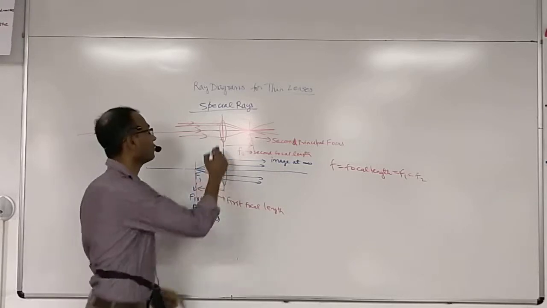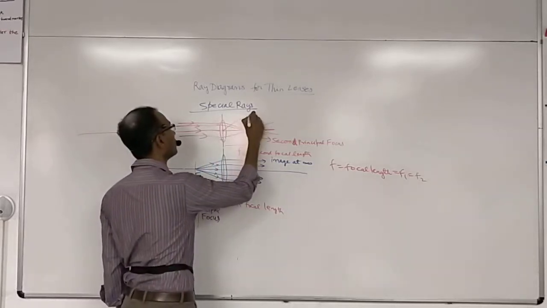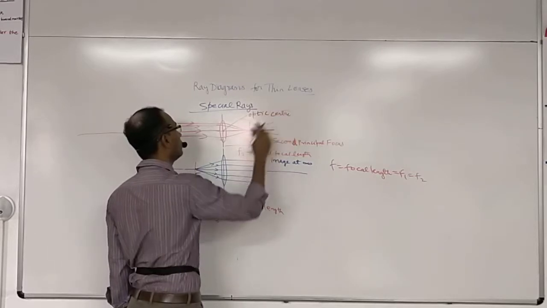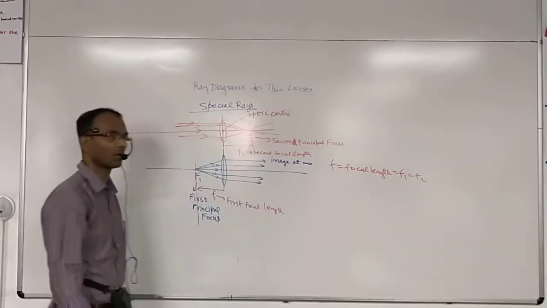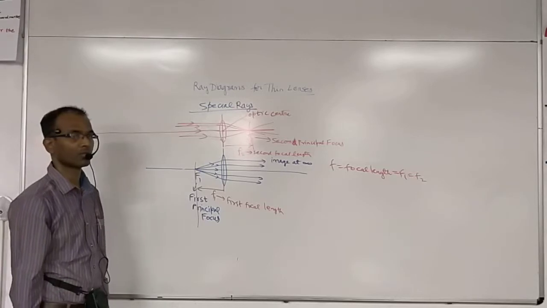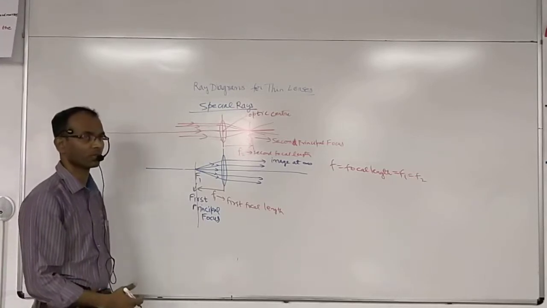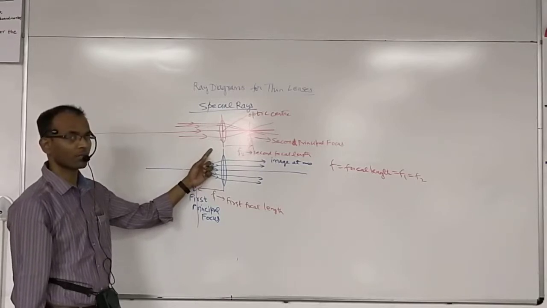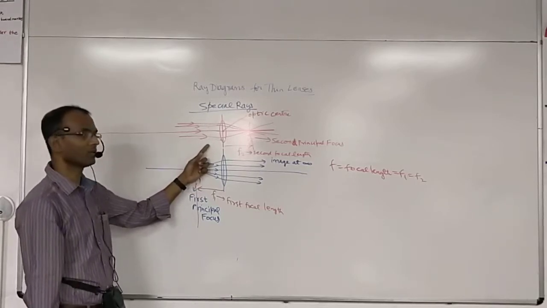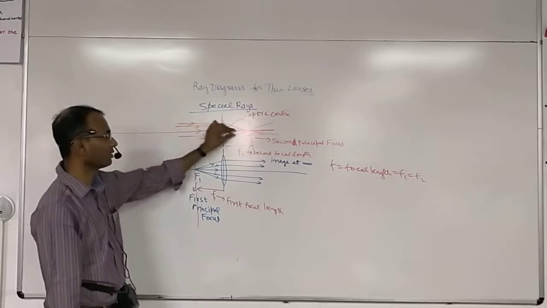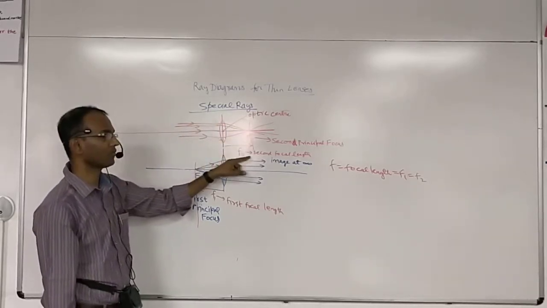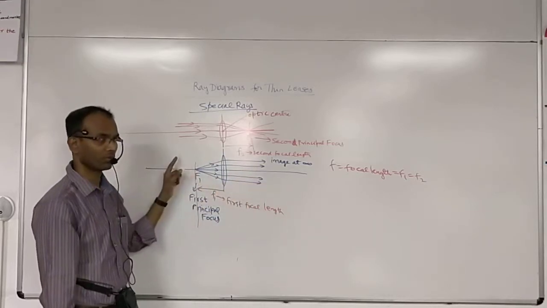to any focal point, the first principal focus or the second principal focus. Now for a thin lens, for a converging lens like this, a converging lens is one in which parallel rays converge and meet at a point at the second principal focus. So the second focal length is called the focal length, not the first focal length.